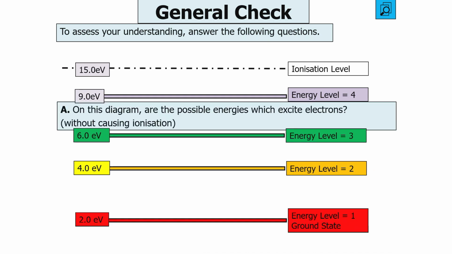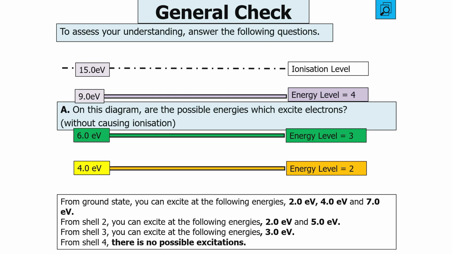On this diagram, what are the possible energies which excite electrons without causing ionization? Pause the video now, then unpause the video when you want to go through your answer. From the ground state, you can excite at the following energies: 2 eV, 4 eV, and 7 eV. From shell 2, you can excite at the following energies: 2 eV and 5 eV. From shell 3, 3 eV, and from shell 4, there's no possible excitations that don't lead to ionization.